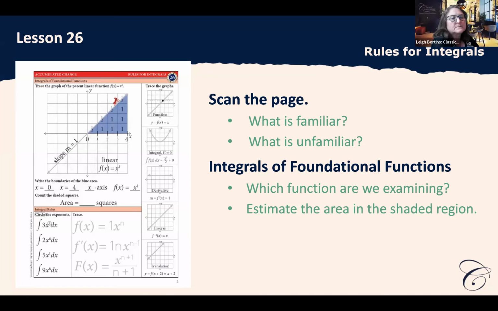Yeah. On this page, what kind of a shape is the shaded area? Triangle. So do we have a formula? Could I calculate the exact area of that triangle? Yep, I could, right? So I could estimate it, but I can also calculate it exactly. So what would the area be? Who wants to say what they think the area is?